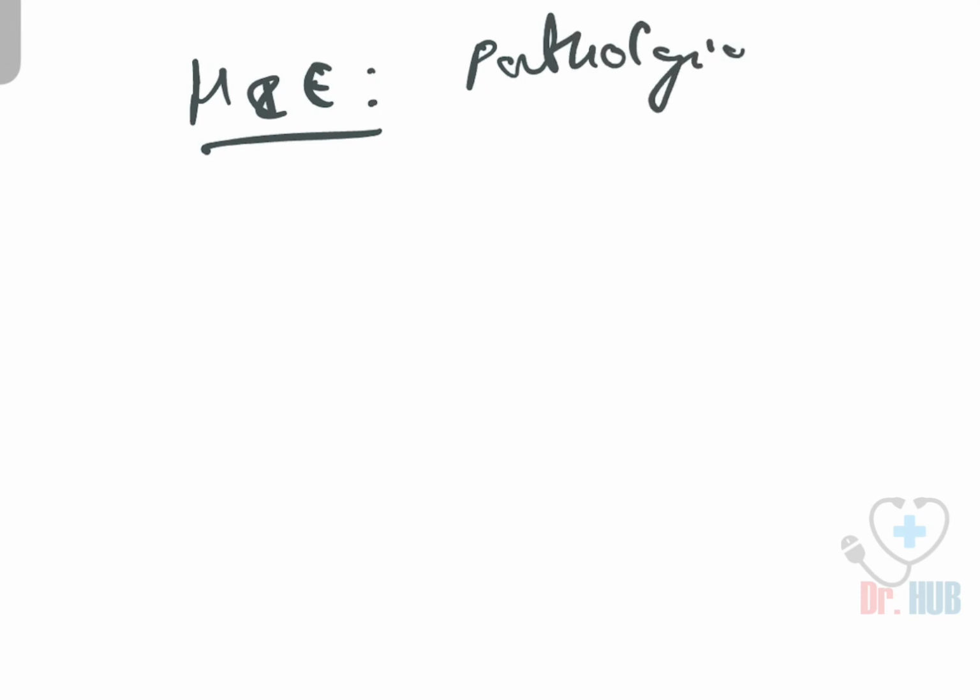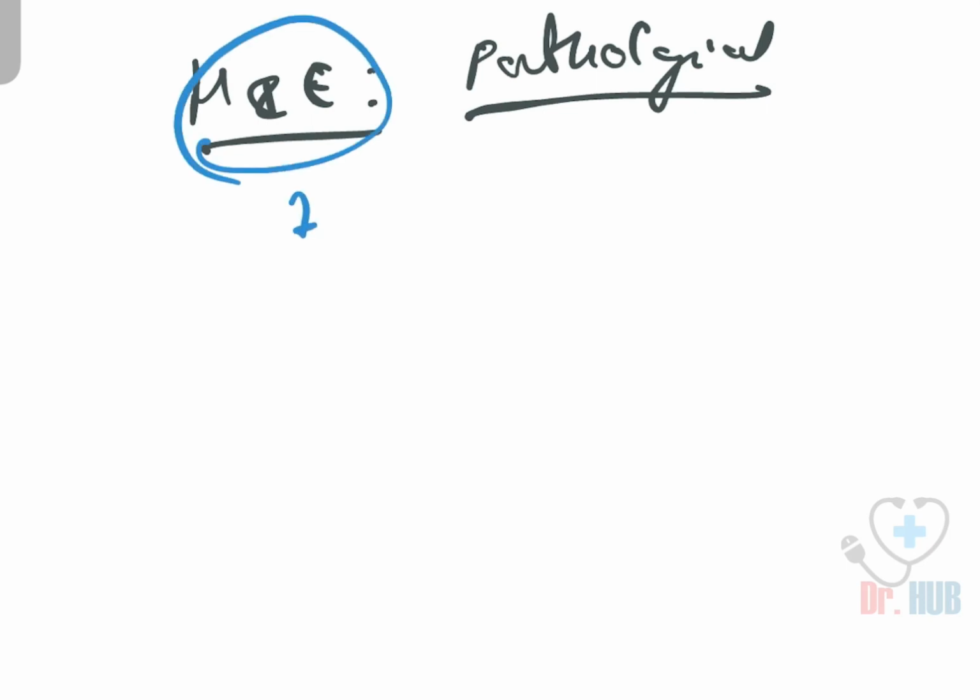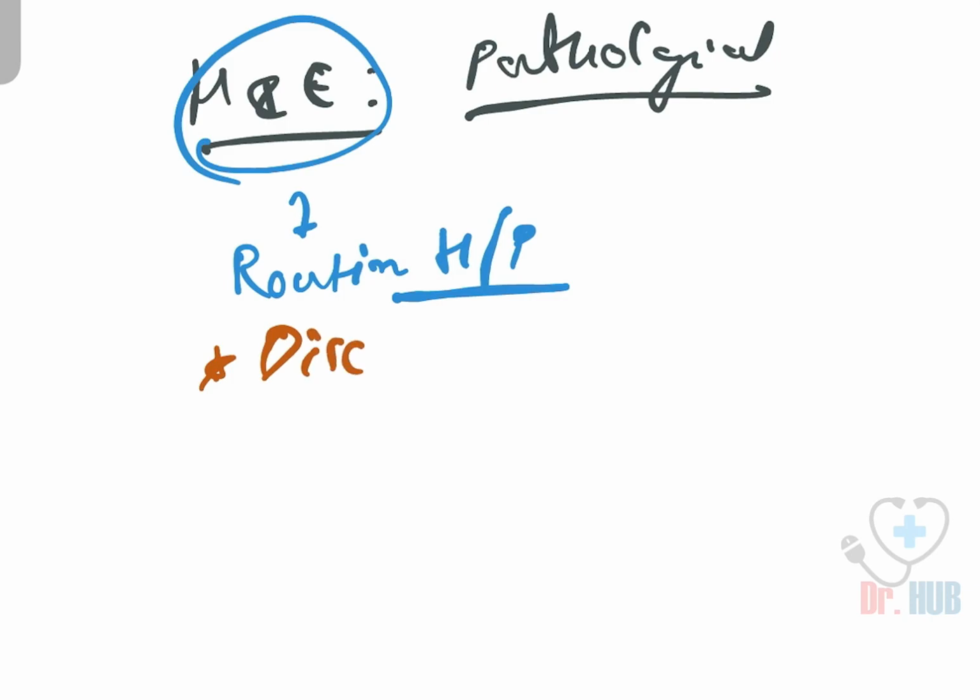Firstly, there is the H&E stain. We are going to focus on pathological stains first. Under H&E stain, it is the most commonly used stain in routine histopathology examination. And what about the disorders? It is commonly used for all slides.